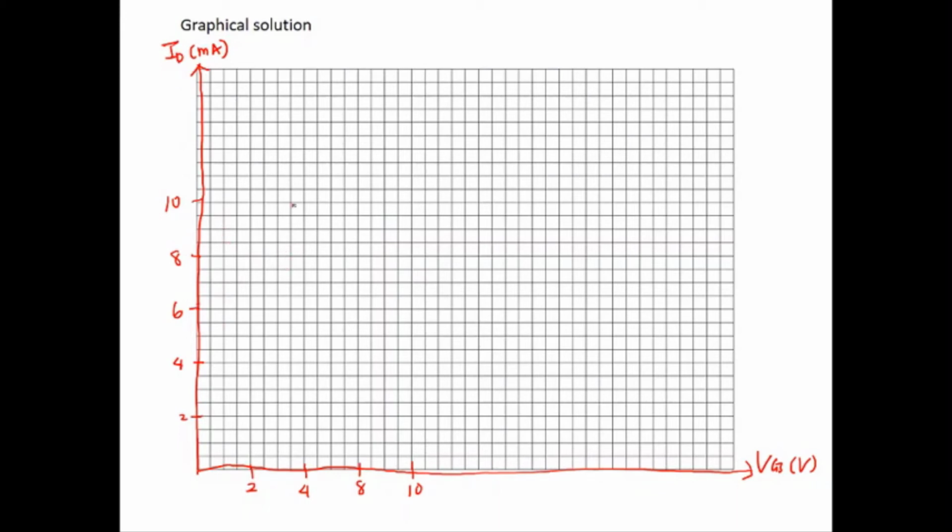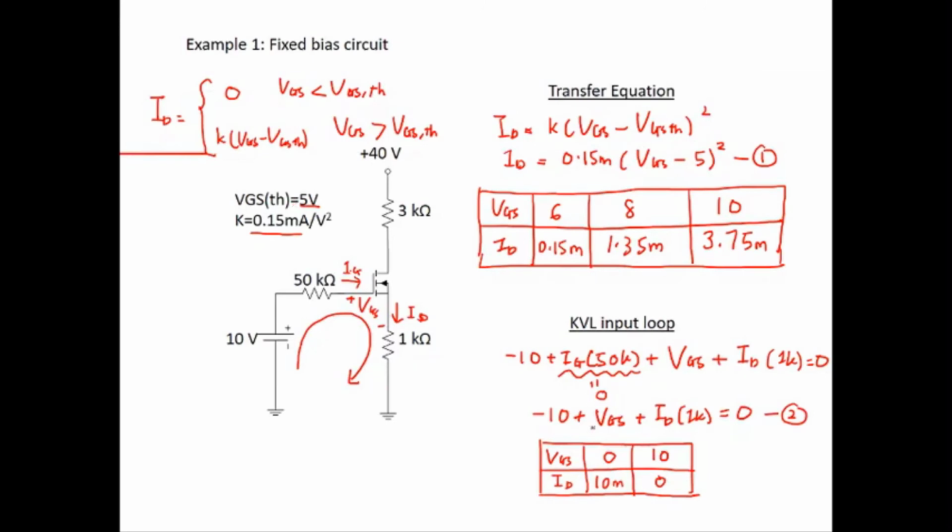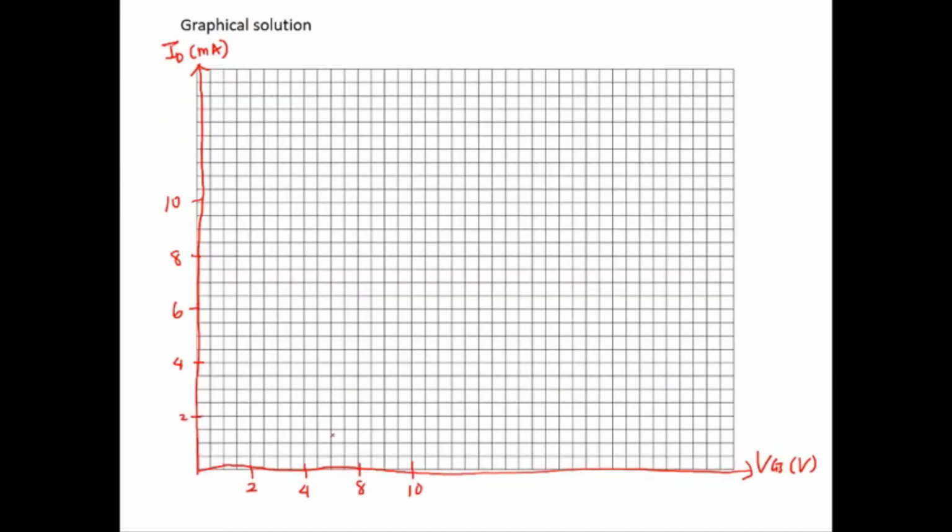For the second equation, the first point is when VGS is 0, ID is 10 milli. When ID is 0, VGS is 10. So you have this line. Okay, so this is your KVL.